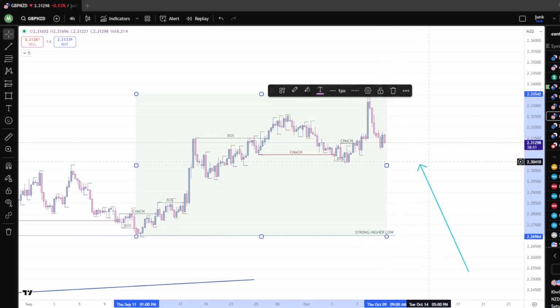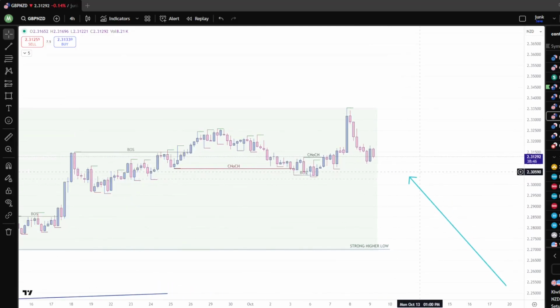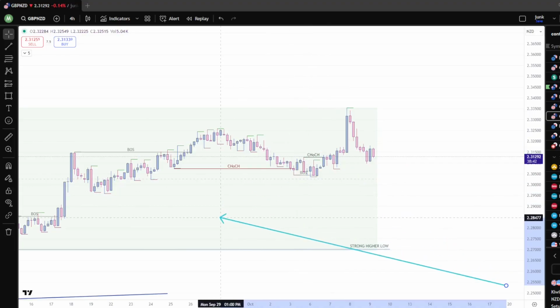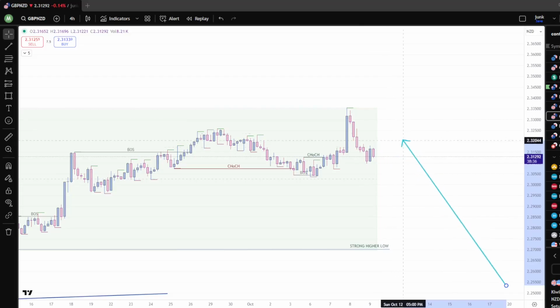So I'll be looking at the opportunity to buy once this fractal structure gets broken, because that would turn swing structure bullish. Just waiting for these highs to get taken out, and then I'll be looking at the opportunity to buy in order to target the highs of the overall range.